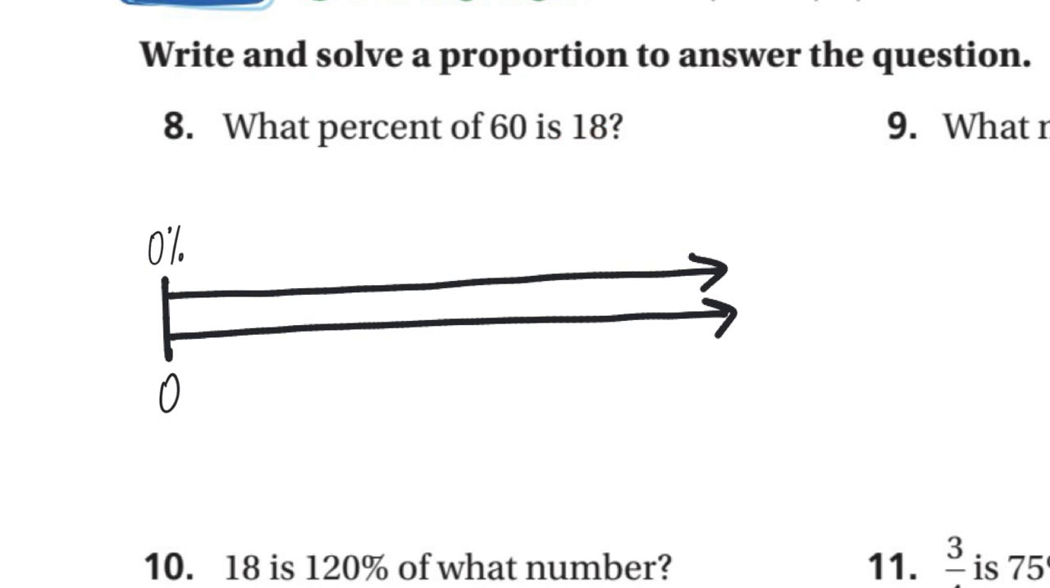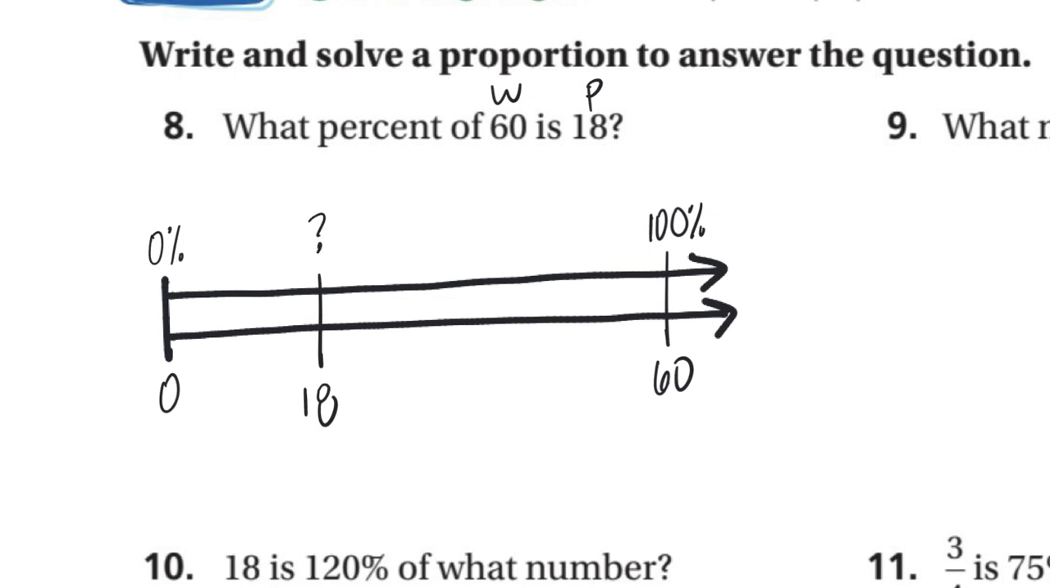So 60 is the whole thing. 60 is the whole. This is our part. The full amount is 60, and the question is, 18 is what percent of 60? If that's 60, 30 would be half. So 18 is maybe somewhere right around here. 18 doesn't need to be perfect. All right, 18 goes there. That's the part, that's the whole, and the question is what percent is this here?